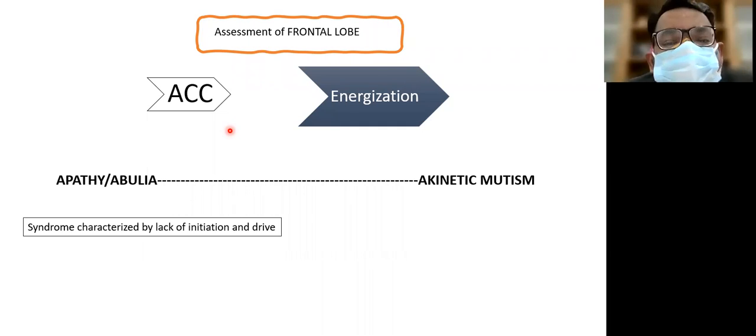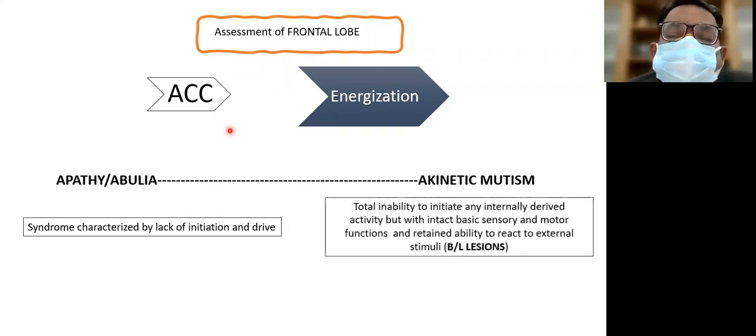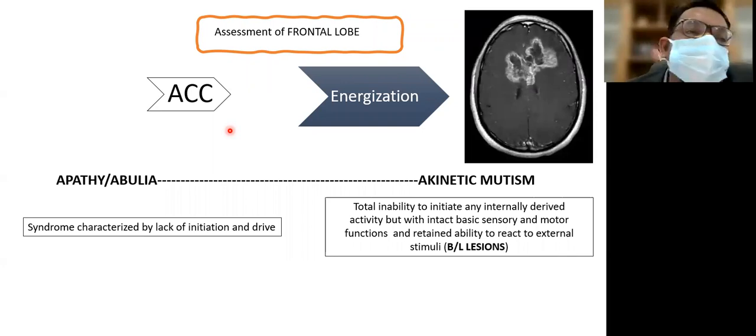And when this energization deficit increases many folds, the patient lands into akinetic mutism. What is it? It's a total inability to initiate any internally derived activity, but basic sensations, motor functions, and the ability to react to external stimuli are intact. It is found in bilateral lesions of the anterior cingulate cortex, for example this butterfly glioma. You can see it involves the medial part of the frontal lobe, which is nothing but the anterior cingulate cortex. So a butterfly glioma can slowly present with akinetic mutism.